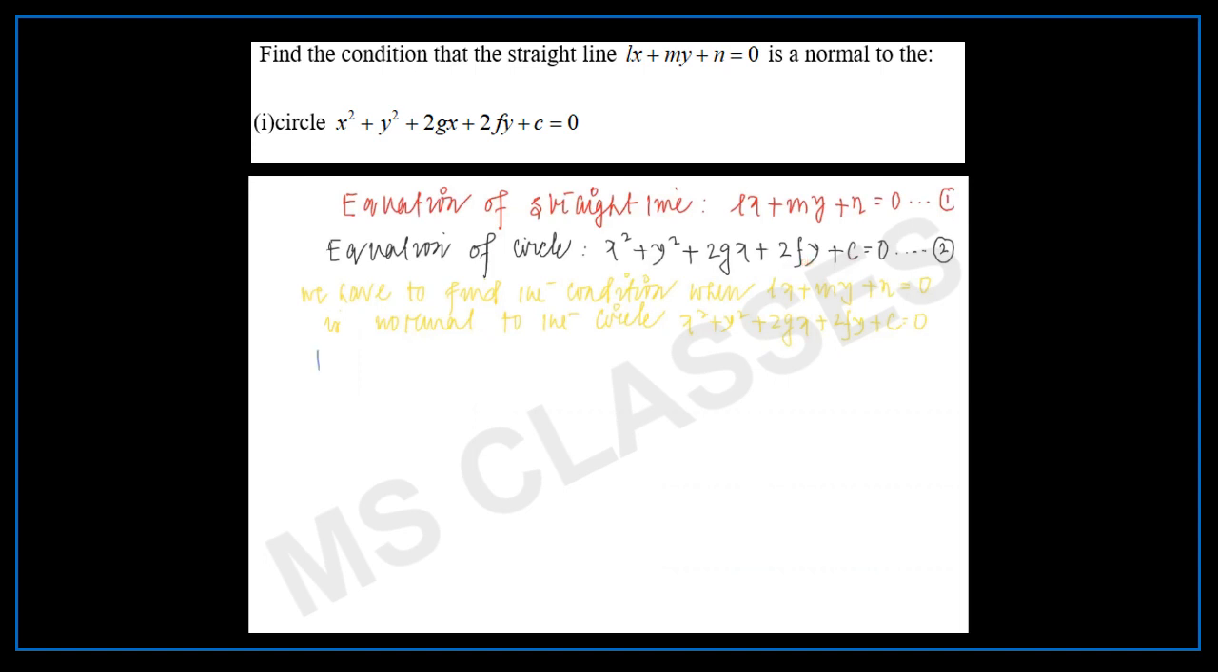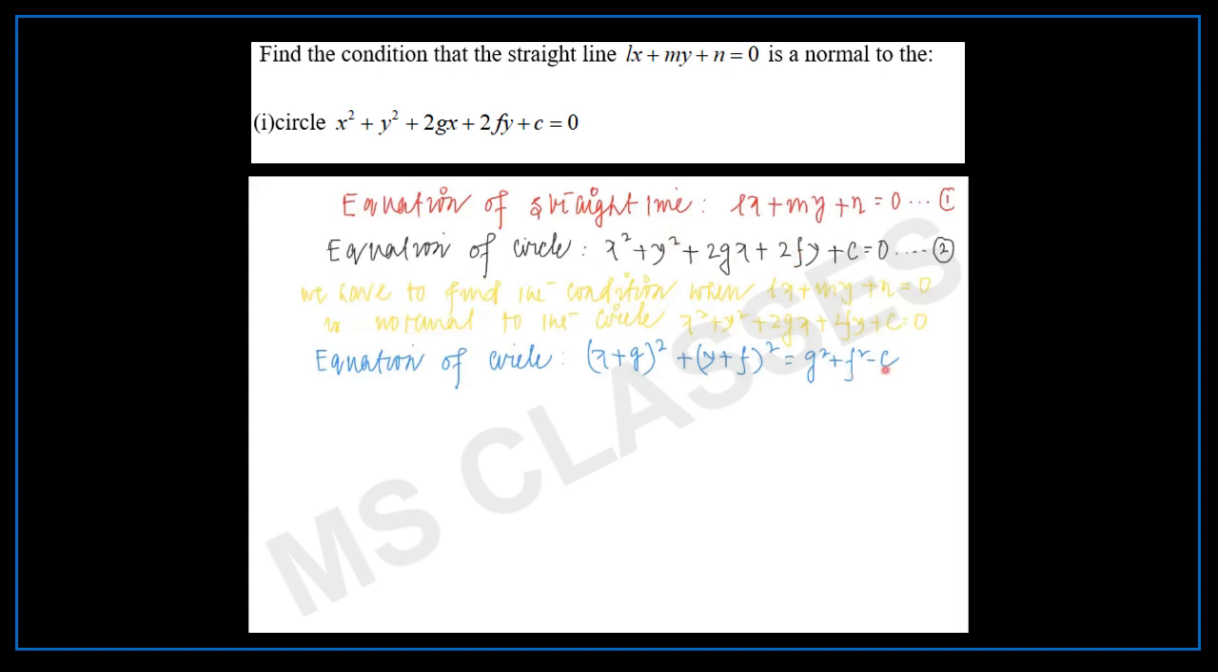At first, we rewrite this equation of circle in a different form. So the equation of circle we write as (x + g)² + (y + f)² = g² + f² − c. Here we have a square, we have 2ab, we just need b square, so I have added b square on the right hand side. Similarly for the y terms, we have added b square on the right hand side, minus c because c has been taken on the right hand side.